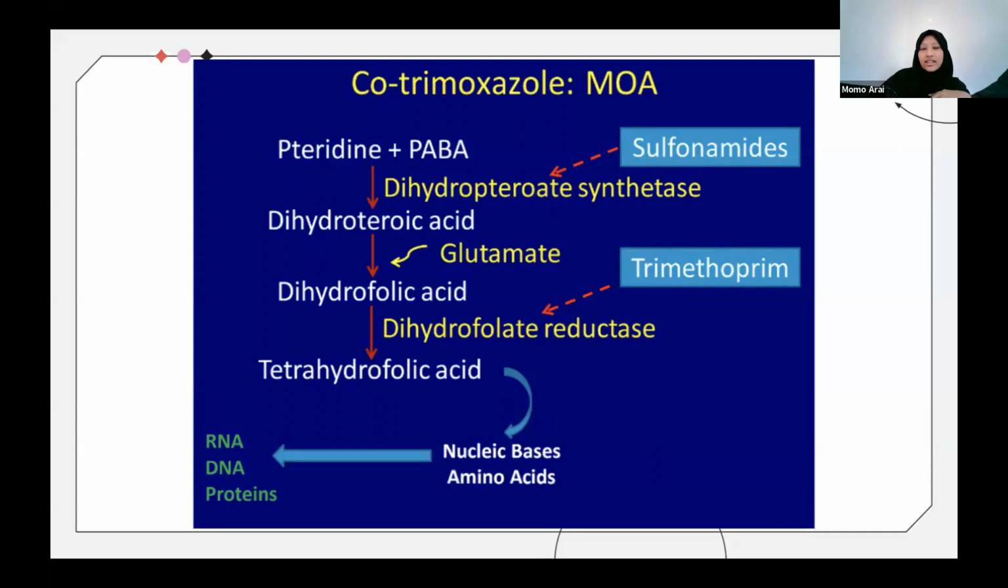Again, sulfonamides act on dihydropteroate synthetase, and trimethoprim acts on the second one. I used to remember that it always inhibits the reductase, which is the second one. That's basically it. Just know the mechanism of action for these two and why we give them together. Okay, is everything clear so far?